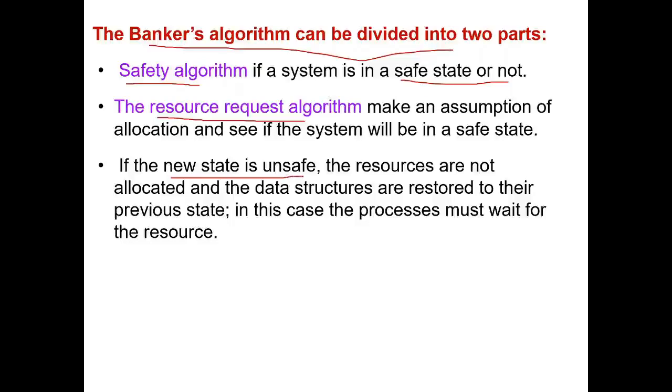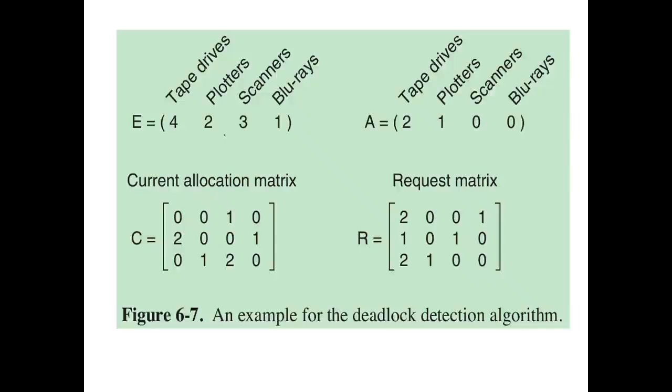If the new state is unsafe, the resources are not allocated and the data structures are restored to their previous state. In this case, the process must wait for the resource. To fulfill the new request of the same process, if currently it is not able to allocate the resources because the system may go into an unsafe state, then such processes will be made to wait until some of the processes release the resources. Then the allocation will be made. So as I told you, the operating system must have the knowledge about this, which you have studied.